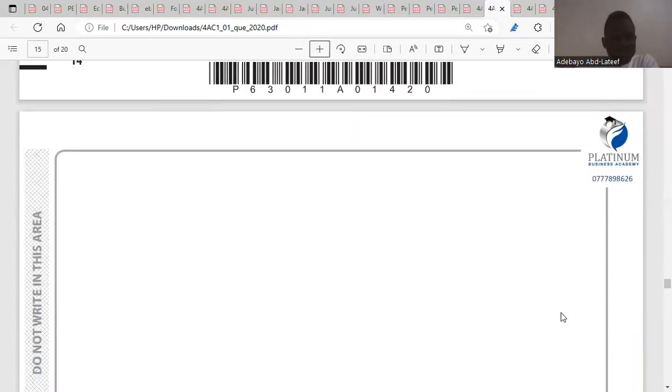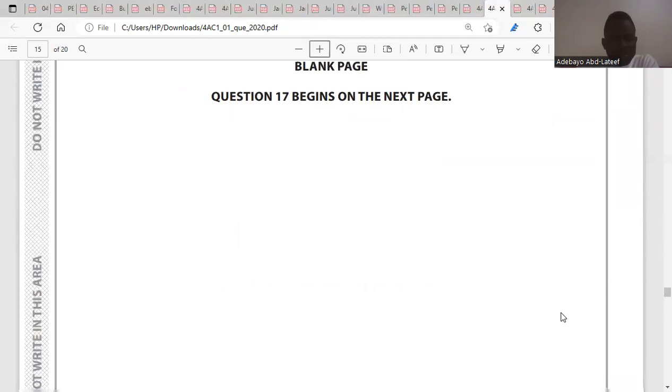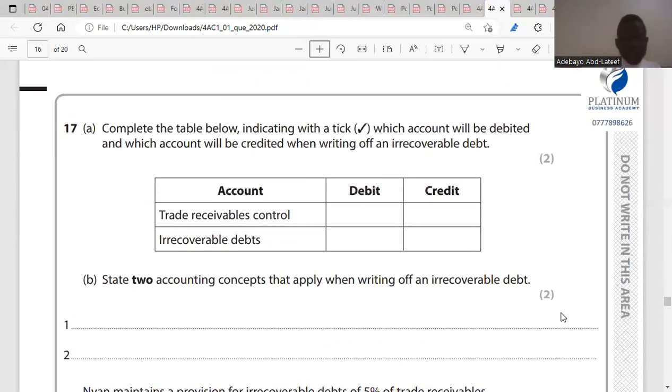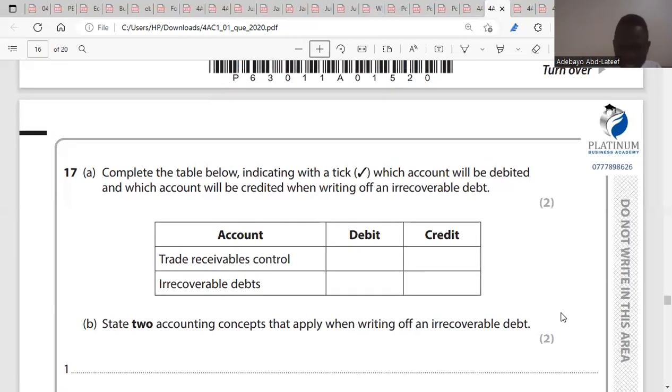Question 17. On the next page. It said, complete the table indicating with a tick which account will be debited and which account will be credited. Trade receivables control account. When I talk about trade receivables, we're talking about your customers. So it's going to be a credit balance, okay?